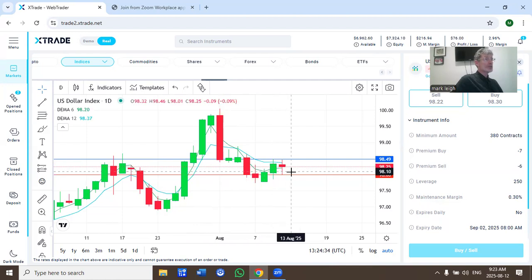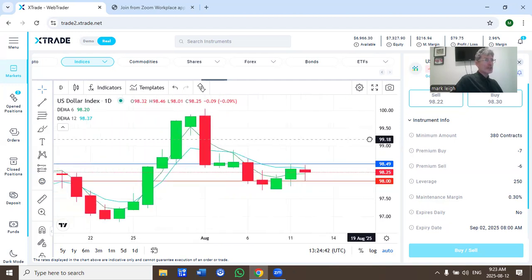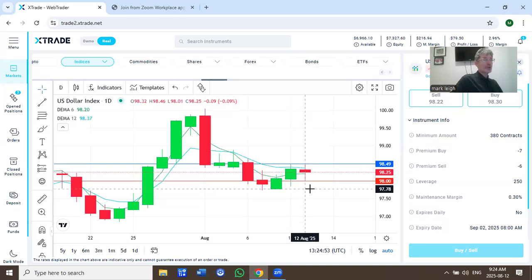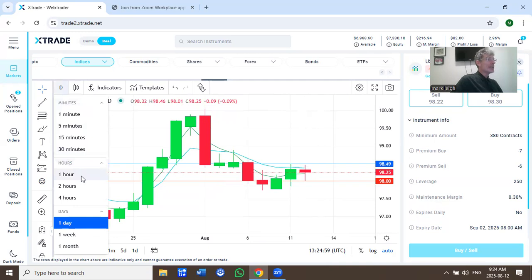Let's have a look how the US dollar is performing at this stage. US dollar index, I've got up the daily chart, and you can see pretty much where it closed yesterday has pushed lower, making its way back and fighting back right now. I've got support at 98. I've got resistance at 98.49. Let's just zoom in on that hourly.